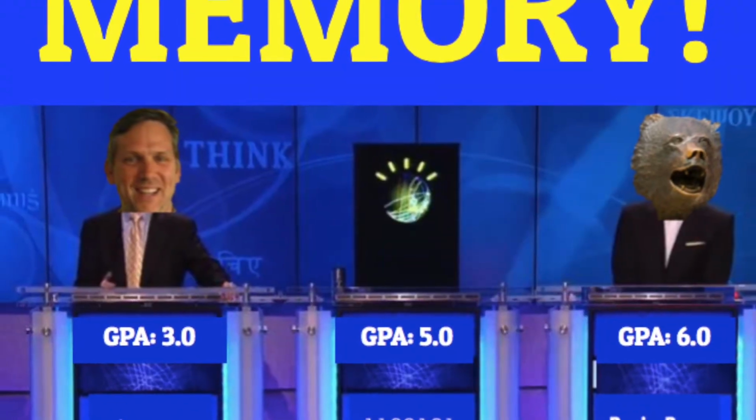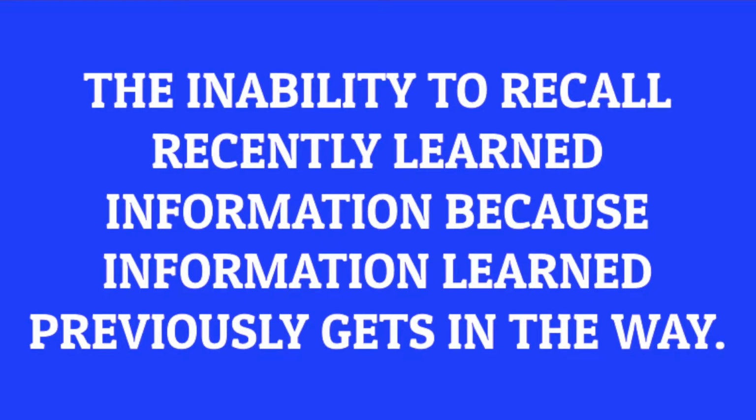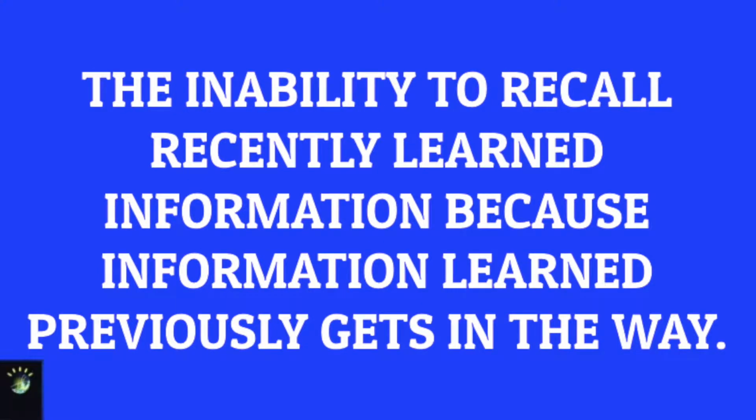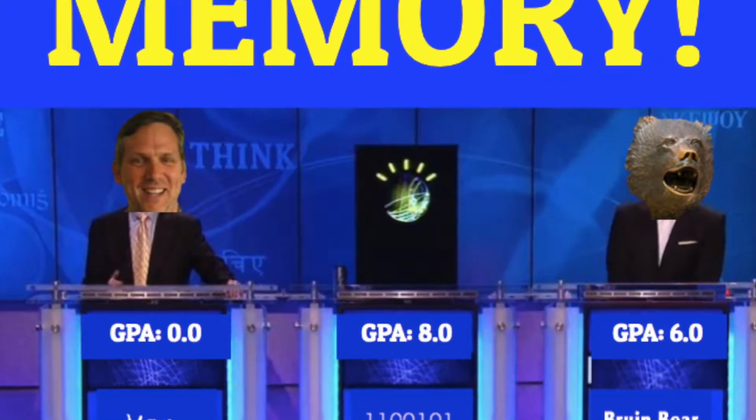Working memory for 3.0. The inability to recall recently learned information because information learned previously gets in the way. What is retroactive interference? That's the opposite. What is proactive interference? Working memory for 4.0.